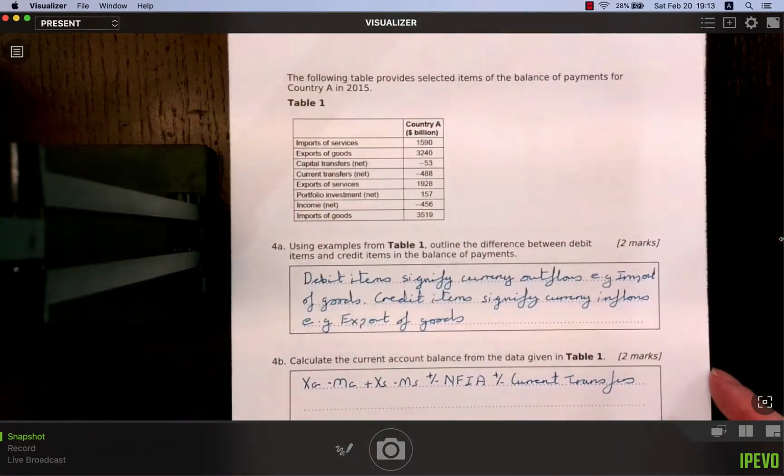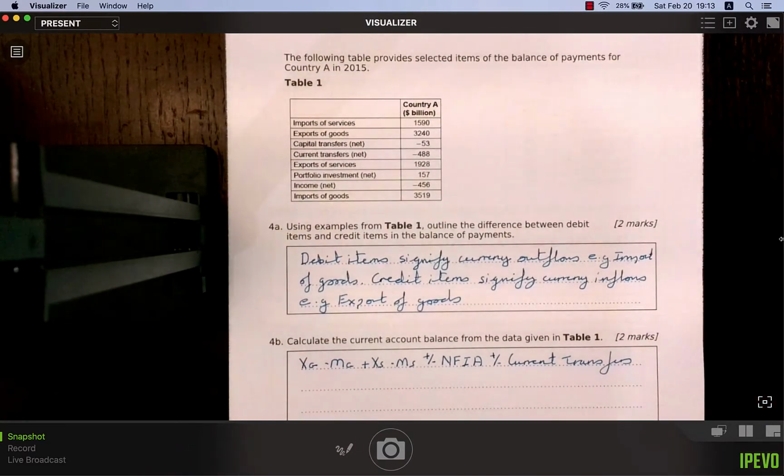Okay, so the following table provides selected items of the balance of payments for country A. Imports of services, exports of goods, capital transfers net, current transfers net, exports of services, portfolio investment net, income net, imports of goods. There we go. Now, again, using examples from Table 1, very important. Outline the difference between debit items and credit items in the balance of payments.